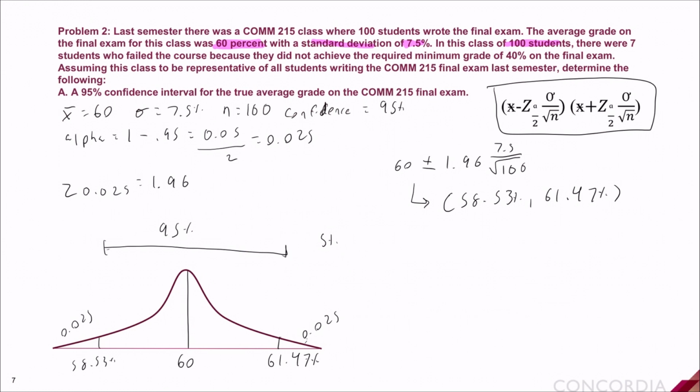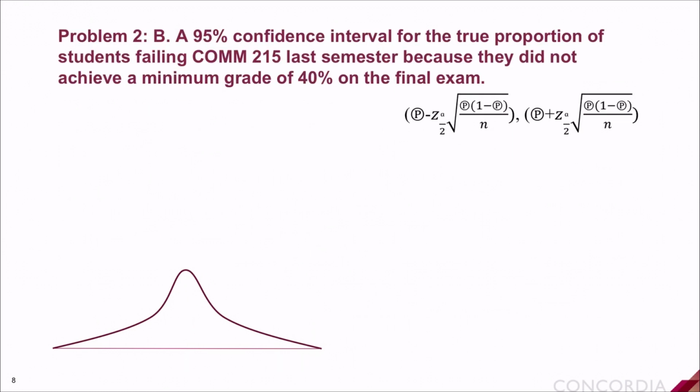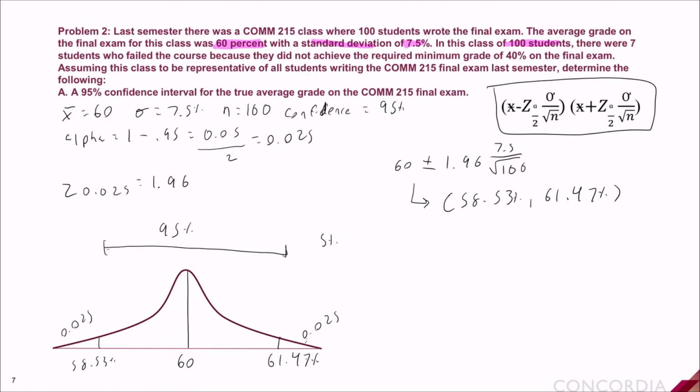Let's move on to problem 2, part B. B. A 95% confidence interval for the true proportion of students failing COMM 215 last semester because they did not achieve the minimum grade requirement of 40%. Now for this part, we need to get some values that we had in the previous part, and they were relevant to the students who failed.